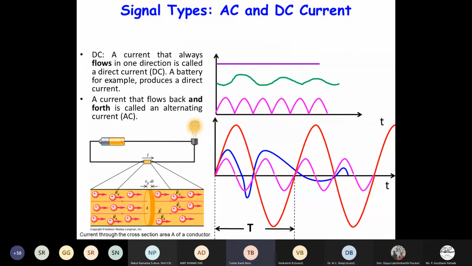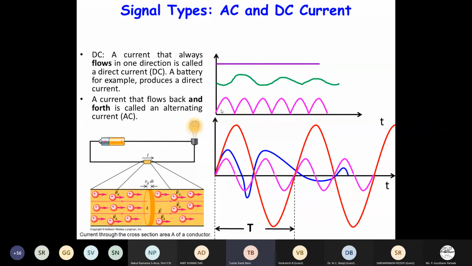And signals: whenever we have some electrical power, that power can be delivered in the form of electrical signals. So if an electrical source is there and a load is connected, the source will deliver electrical power in the form of electrical voltage and current. Those voltage and currents are time-varying signals, and they may be either DC or AC. DC means it will not change polarity with respect to time.